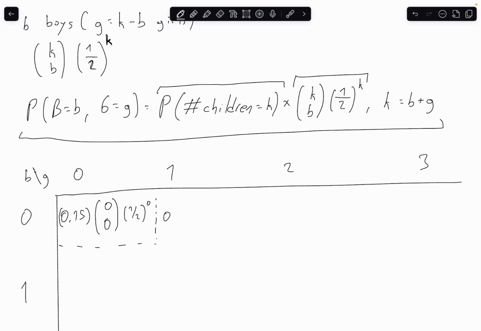The next one, probability of having one child is 0.20, and from here we need to select 0 because this is girls and we are choosing boys, but it doesn't matter, it just relates how you design the function. And then we need to multiply with this term.